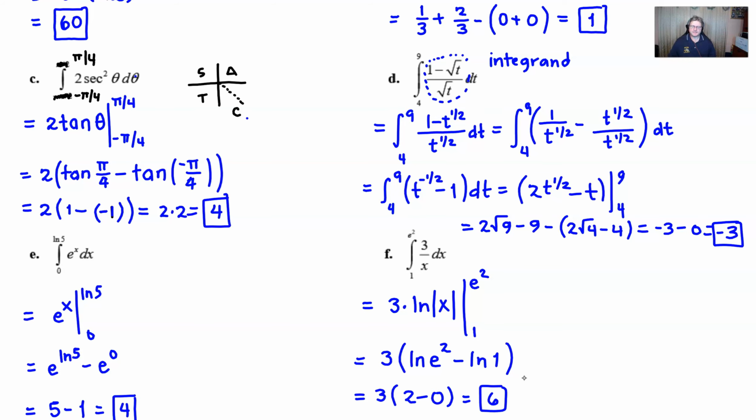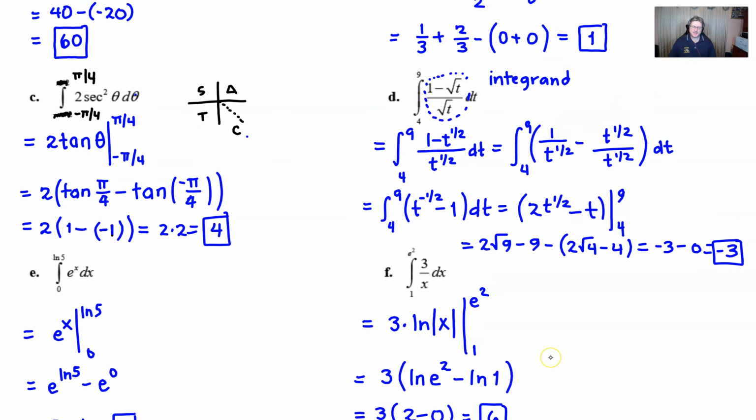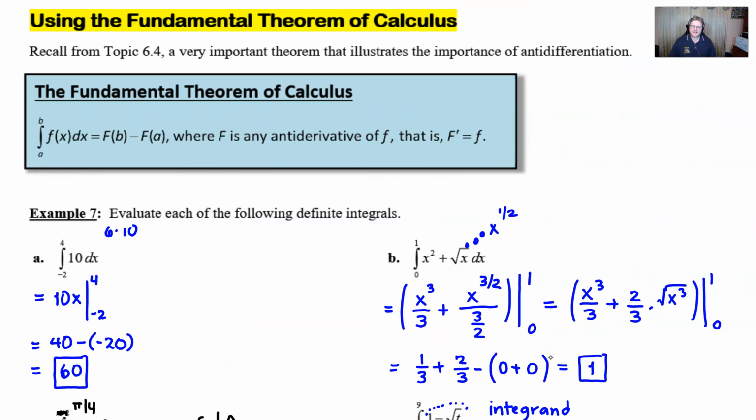So this takes care of our example 7, that uses this idea of the fundamental theorem of calculus, where you're actually doing the integration by using the formulas that we've talked about.